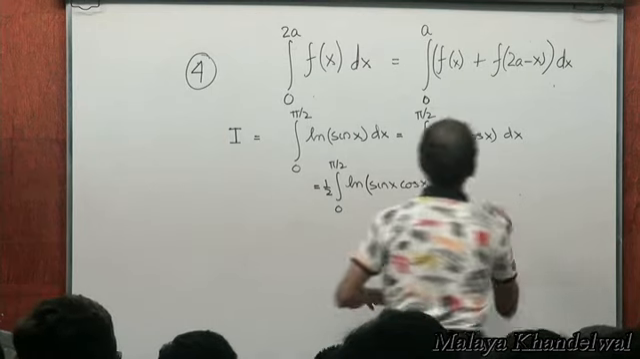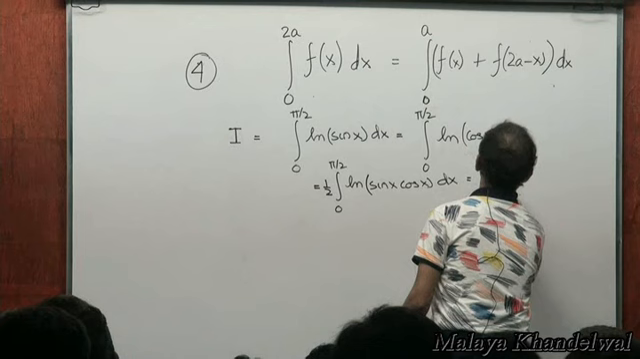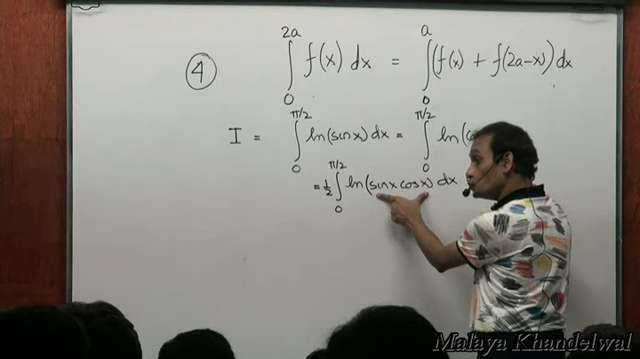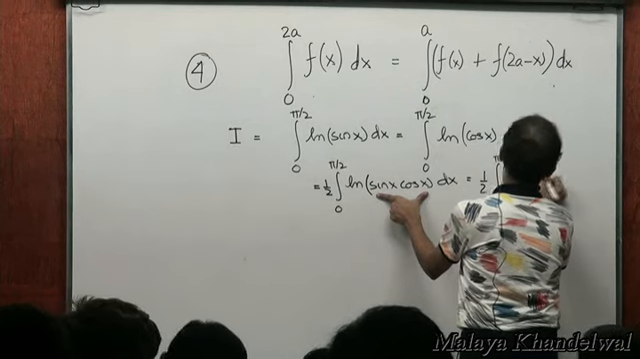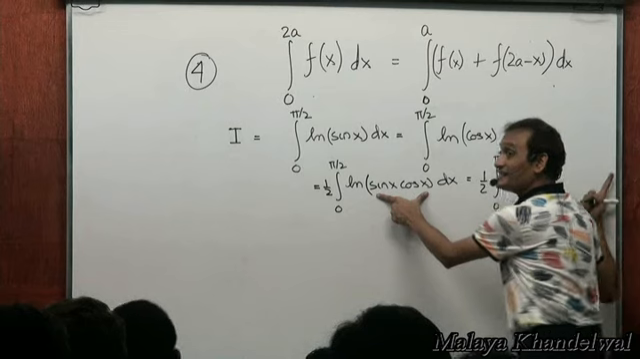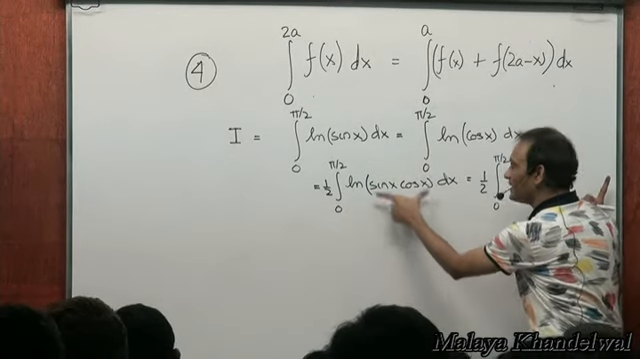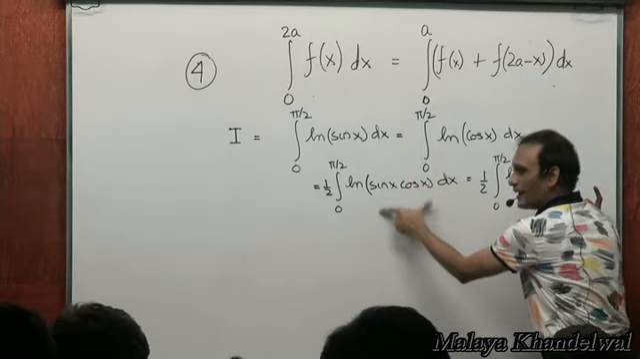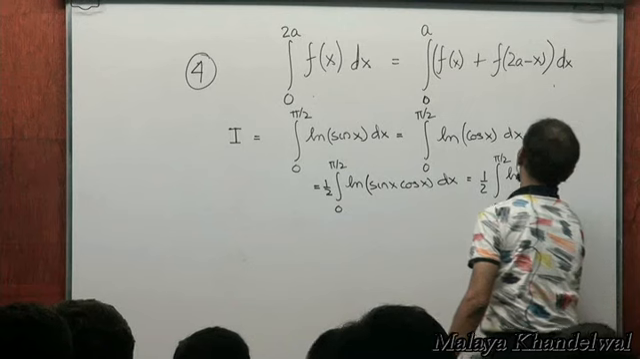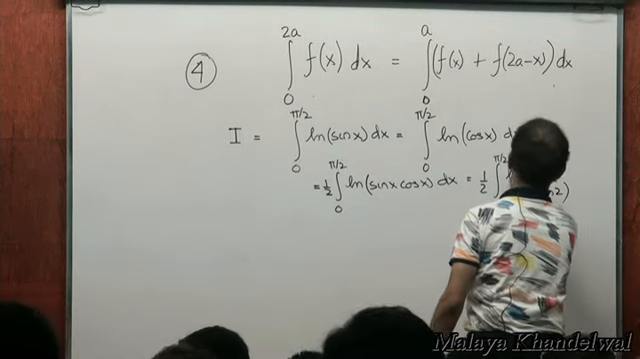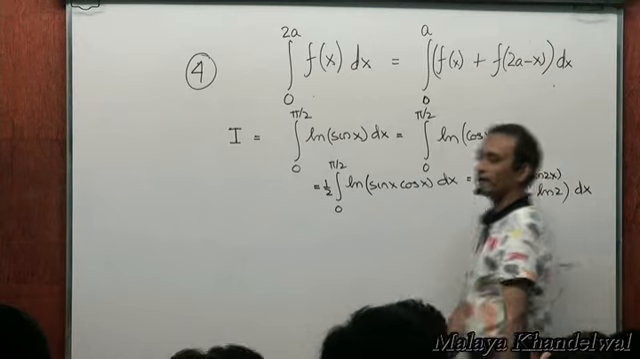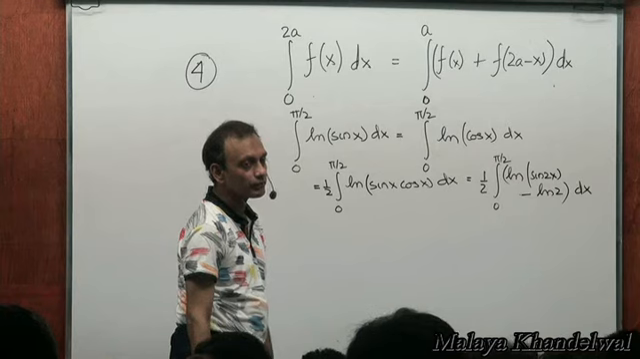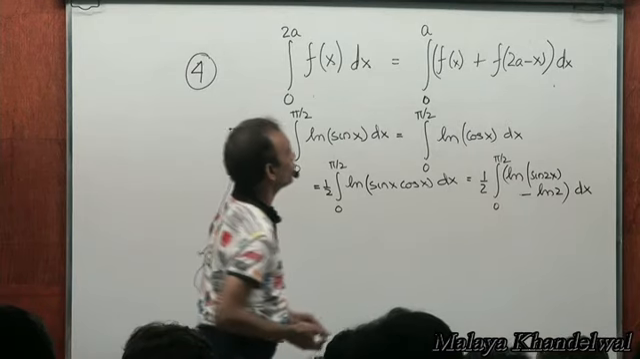Right? So this is half 0 to pi by 2 ln. This is sine 2x by 2. So sine 2x by 2 means ln sine 2x minus ln 2. Ln a by b is ln a minus ln b. Yes or no? So far so good.